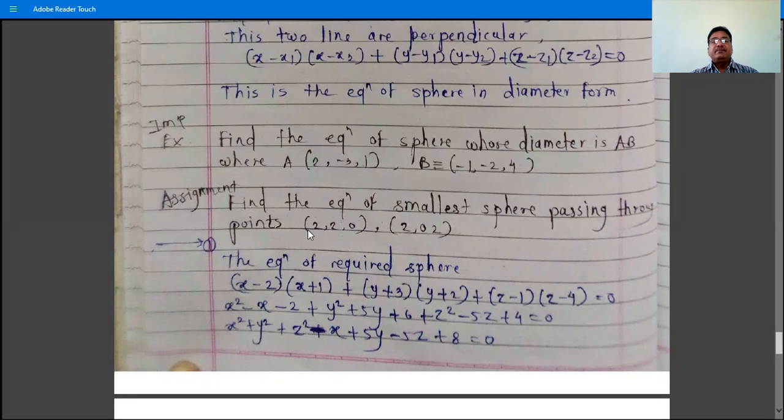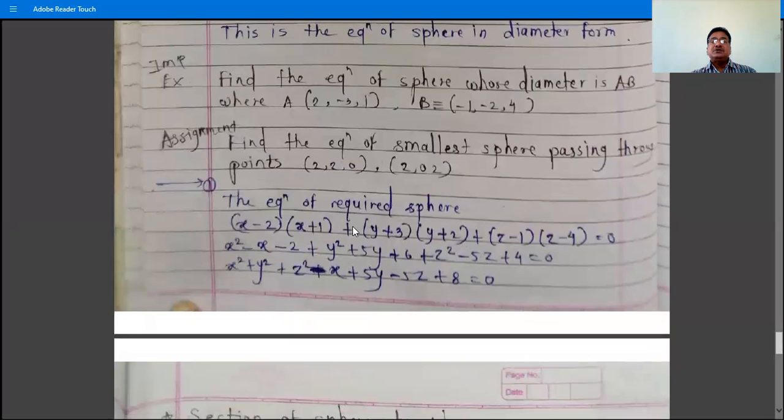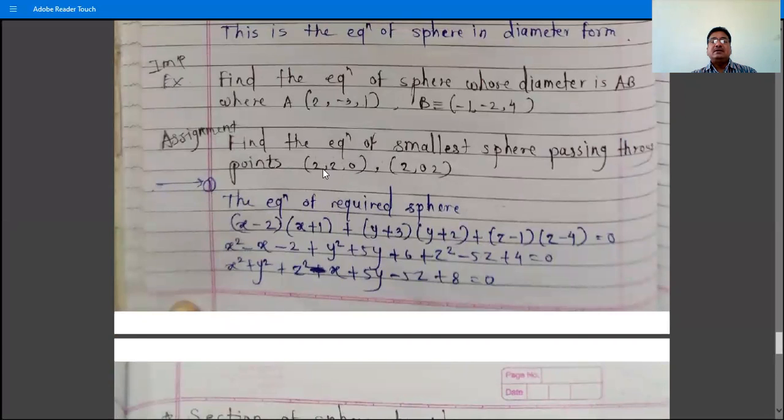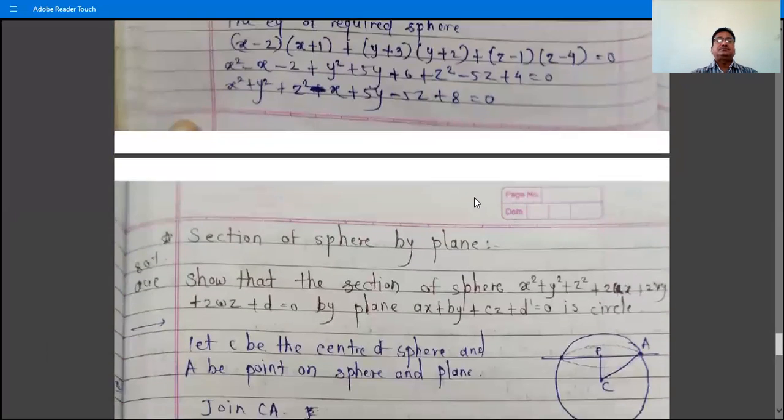So one and the same, that is, find the smallest sphere passing through 2 points, or find the equation of the sphere whose diameter has endpoints (2,2,0) and (2,0,2). So same question, same answer, right? Same answer. This is a problem for assignment. The equation of the smallest sphere passing through these 2 points is (x minus 2)(x minus 2) plus (y minus 2)(y minus 0) plus (z minus 0)(z minus 2) is equal to 0.